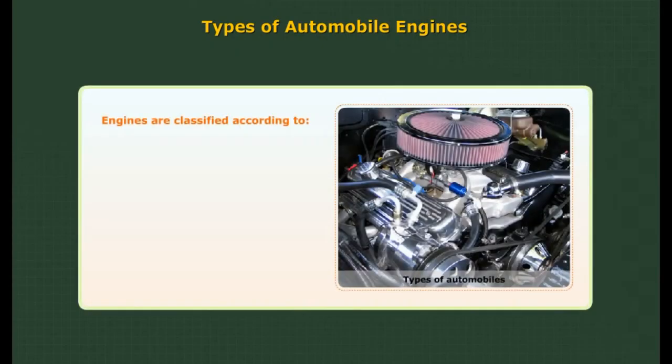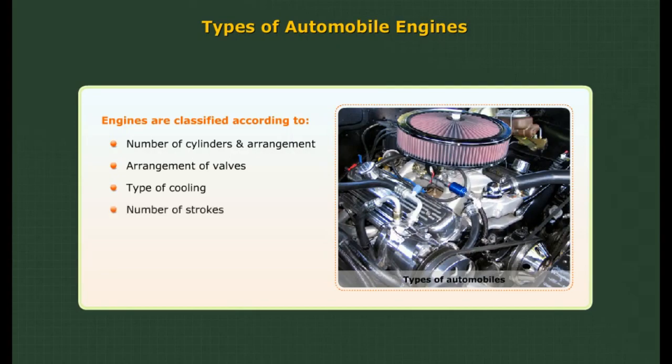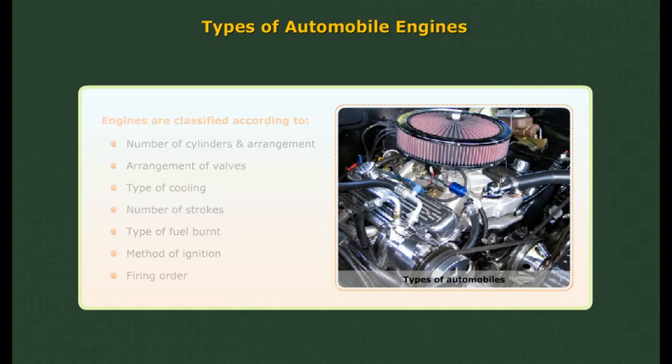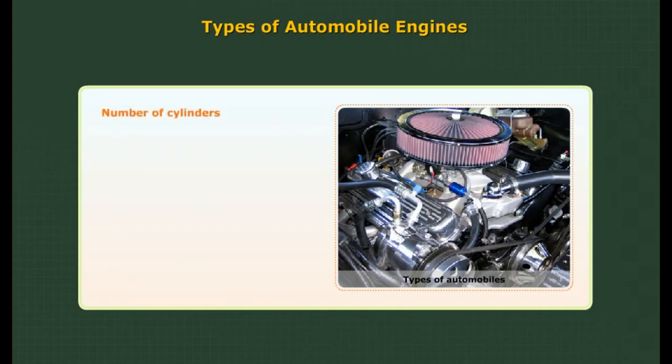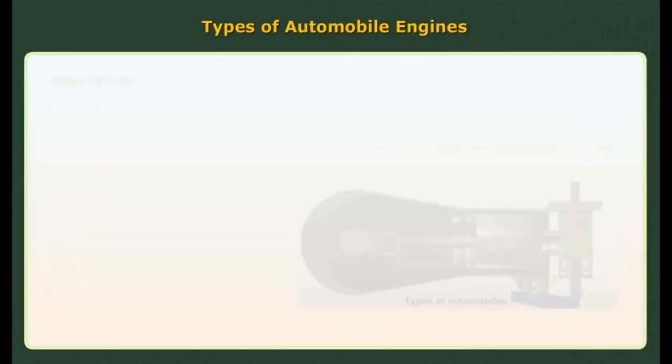Types of automobile engines. Engines are classified according to number of cylinders and arrangement of valves, types of cooling, number of strokes, types of fuel burnt, method of ignition, firing order. Number of cylinders: single cylinder, multi-cylinder.